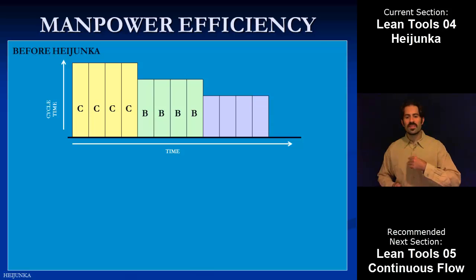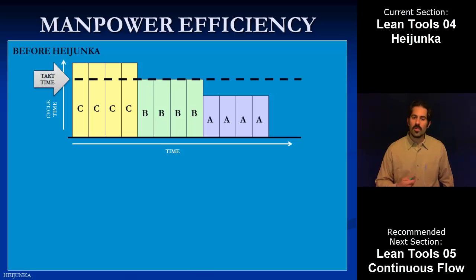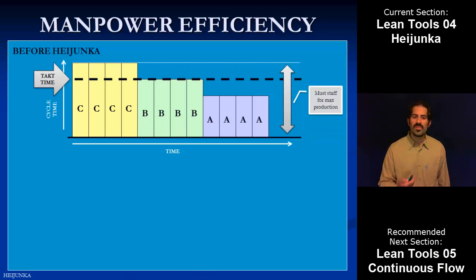So we've got 3 different parts that we're making, C, B, and A. And C takes the longest, B is right in the middle, and A takes the least amount of time. Well, our takt time says we have to produce every so often to make sure we get all our parts done. The B parts take takt time, so that's fine. C's take too long. A's, on the other hand, take less time than we actually need. So if we batch build like this, in order to prevent falling way behind whenever we run C parts, we have to staff for that max production at C.